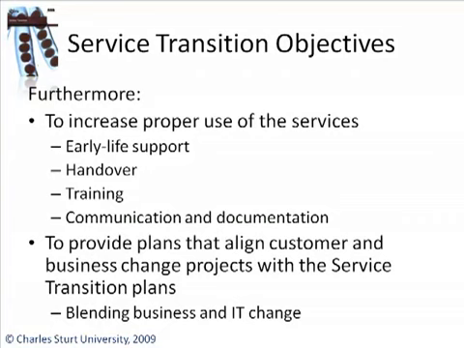It says here to provide plans that align customer and business change projects with the service transition plans. There's lots of stuff happening in IT, but there's also lots of stuff happening in the business, and these two worlds need to come together. For example, if the business is going to do a complete refurbishment of an office somewhere, that's a fantastic opportunity for IT to upgrade the cabling infrastructure. These things can be combined, okay?